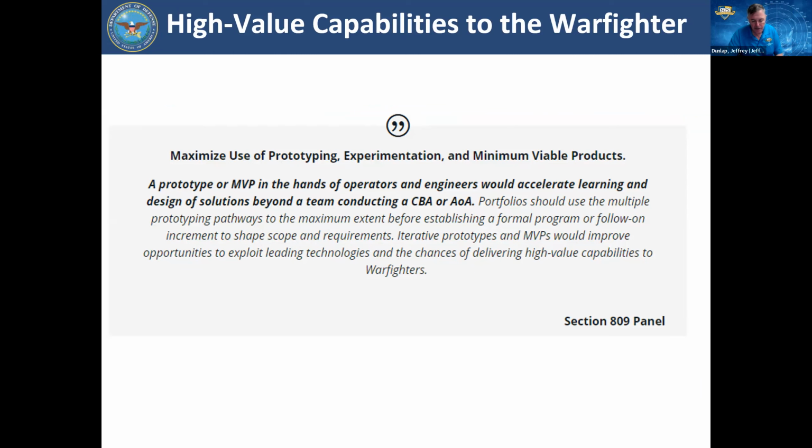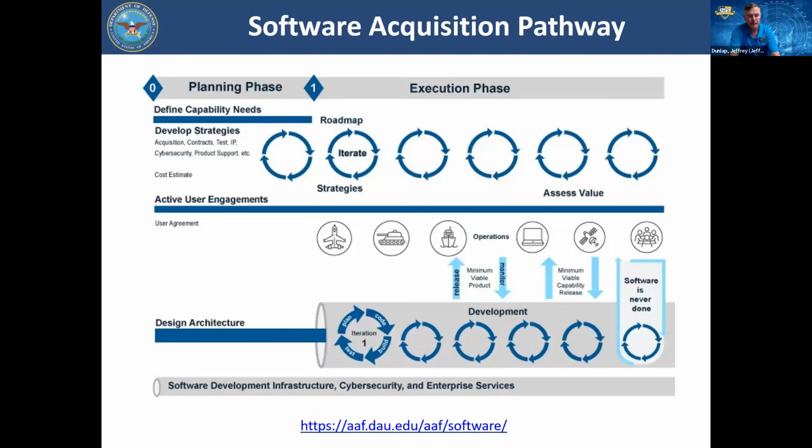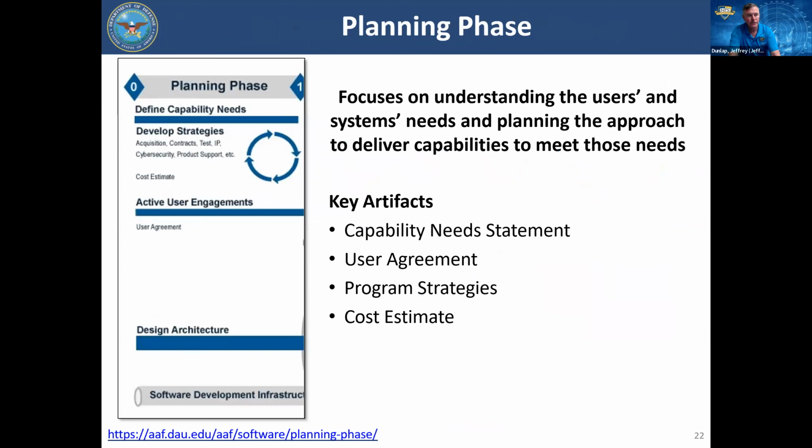The Section 809 panel, the software panel, gave us a lot of good ideas. They basically said we should be maximizing the use of prototyping, experimentation, and delivering minimum viable products. They said this is how you deliver capability at the speed of relevance. You've seen that. This goes through all of the planning phase and in detail what's going on.